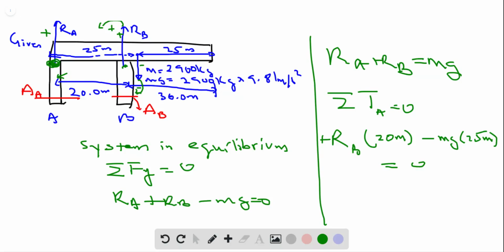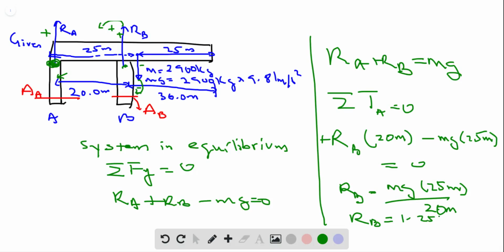Now this is going to help us solve for RB. So RB equals mg times 25 meters. mg is the weight. Then we divide both sides by 20 meters, and that gives us RB in terms of the weight, so 1.25 times the weight. That's the fraction of the weight that RB is supporting.